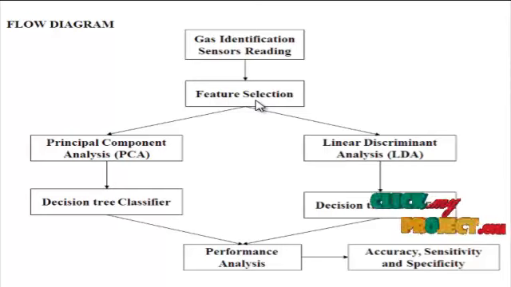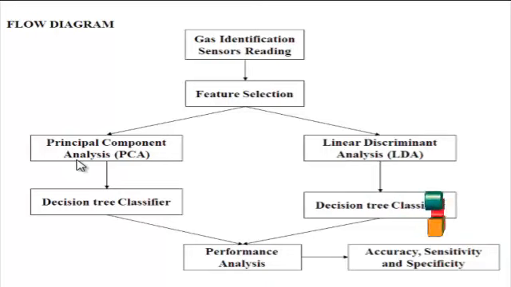Then the feature selection process is performed. Here principal component analysis and linear discriminant analysis features are performed. Principal component analysis is a statistical procedure that uses an orthogonal transformation to convert a set of observations of possibly correlated variables into a set of values of linearly uncorrelated variables called principal components.